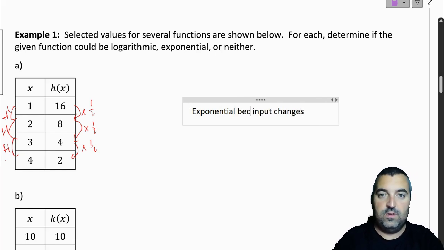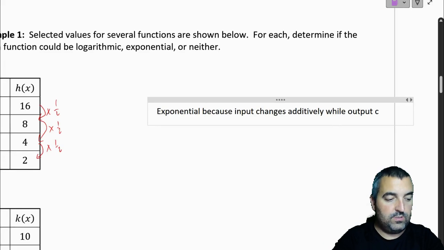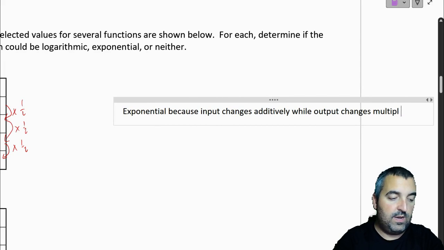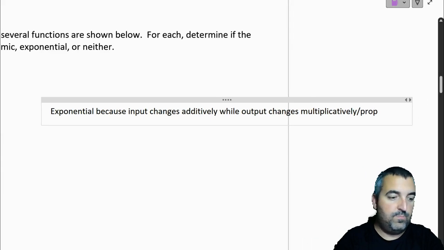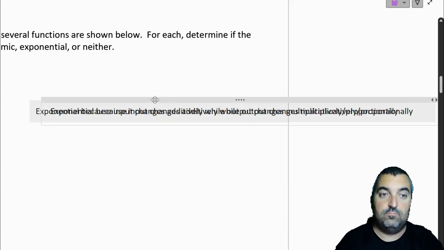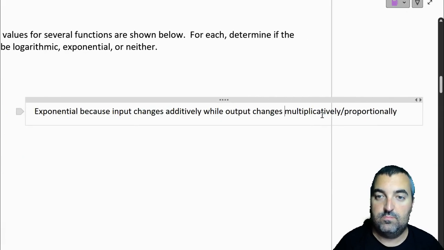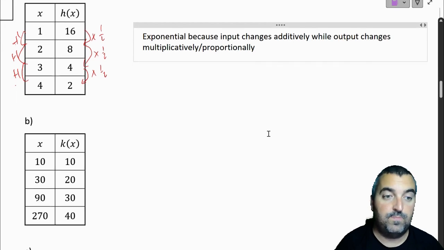Our reason would be because input changes additively while output changes multiplicatively, or you could use the word proportionally. We've used that before. So either one of those is your best. All right. Just explanation here. Okay. So actually, let me just do that so we can see it better. Okay. So now let's look at B.